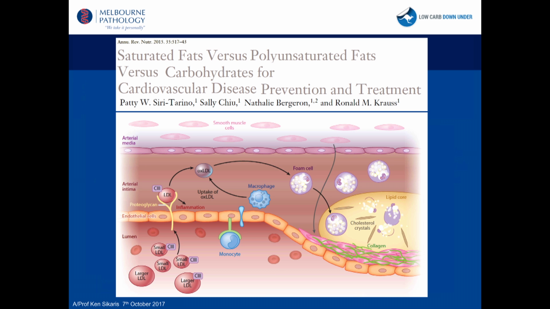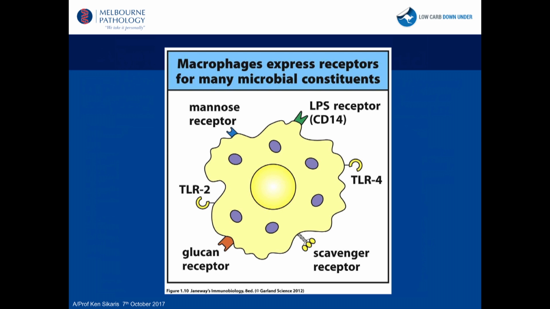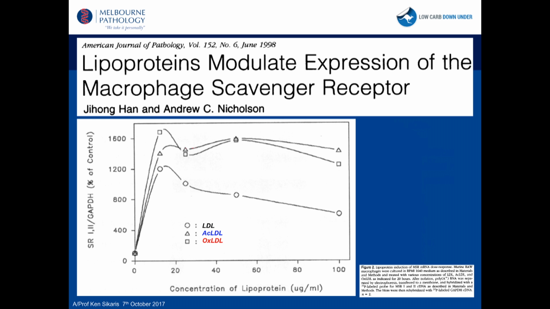Now the small dense LDL, as I said before, it gets through the vessel wall, it can be oxidised. The macrophages actually look for it and take it up and become fluffy and cause inflammation and cause the plaque. So here's the macrophage with lots of receptors to try to find rubbish or bacteria, and the scavenger receptor. And one of the things that happens, if you expose macrophages to LDL, they'll make more scavenger receptor. They'll say, oh, time to eat. If you expose them to oxidised or modified LDL, they'll make even more scavenger receptor. So they love this stuff.